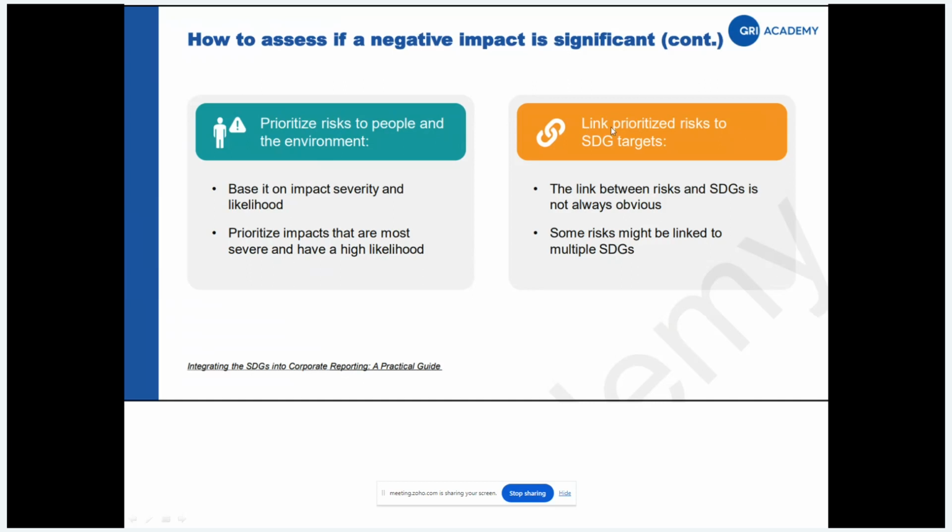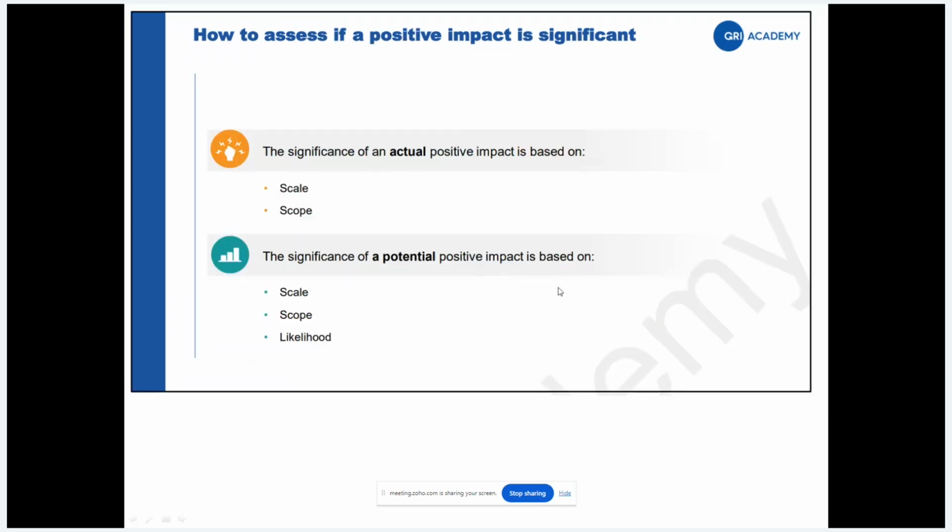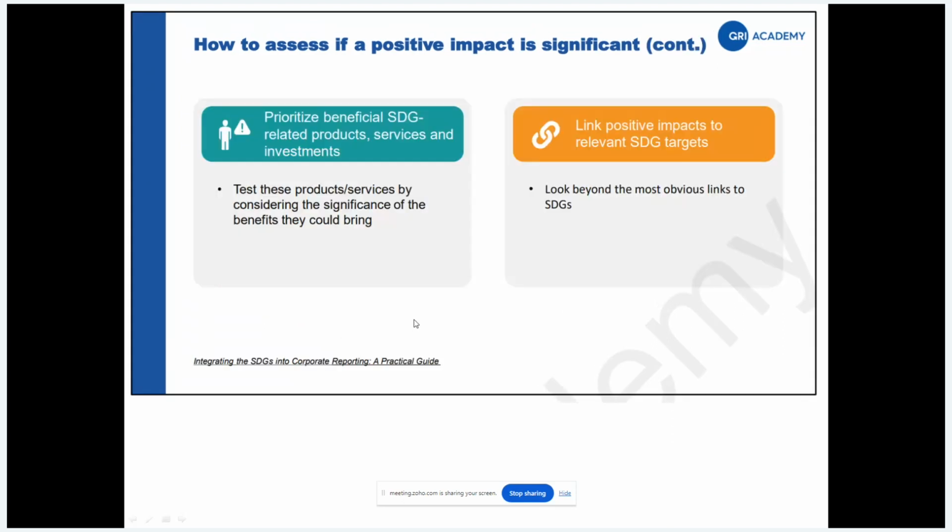And link, prioritize risk to SDG targets. The link between risk and SDG is not always obvious. Some risks might be linked to multiple SDGs, that we have already seen. So for positive impact, scale and scope. And if it is a potential positive impact, then scale, scope, and likelihood will come, when it is a future impact.